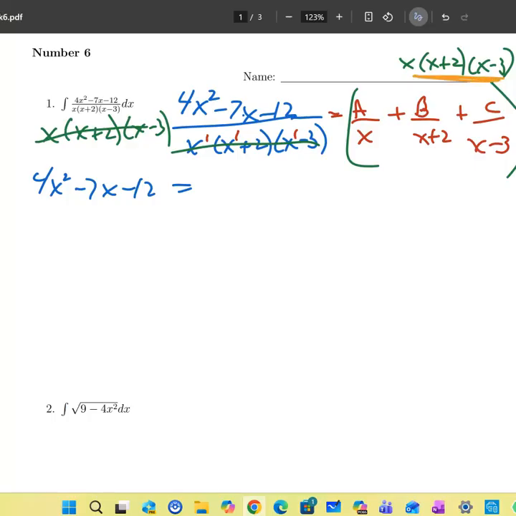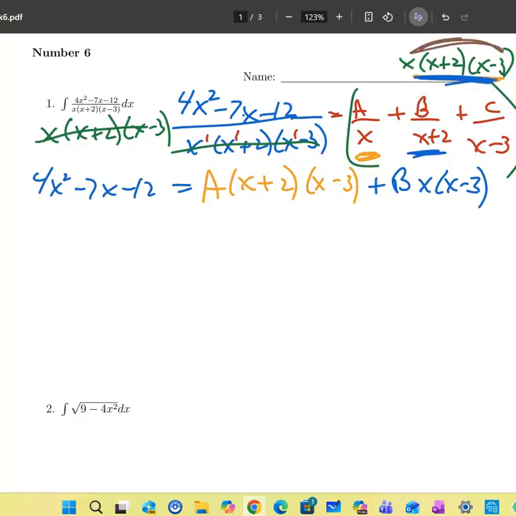I'm multiplying this times this term, so canceling as you go, the x's are gone, so I get a times x plus 2 times x minus 3. Next, I want to multiply this times this term, so the x plus 2 goes away, so I'm left with bx times x minus 3. And then if I multiply this times this term, I'm left with cx times x plus 2.